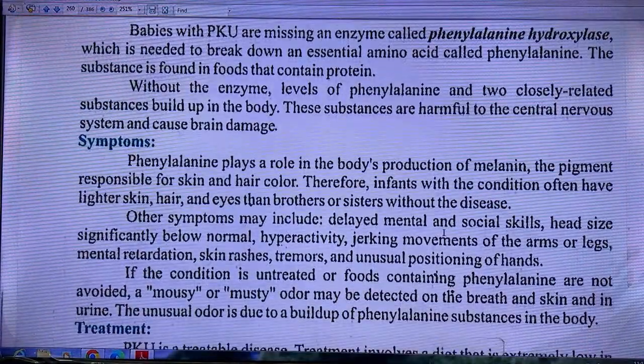Babies with PKU are missing an enzyme called phenylalanine hydroxylase, which is needed to break down an essential amino acid called phenylalanine. The substrate is found in food that contains protein. Without the enzyme, levels of phenylalanine and two closely related substances build up in the body. These substances are harmful to the central nervous system and cause brain damage.